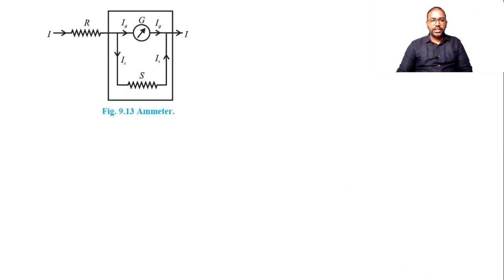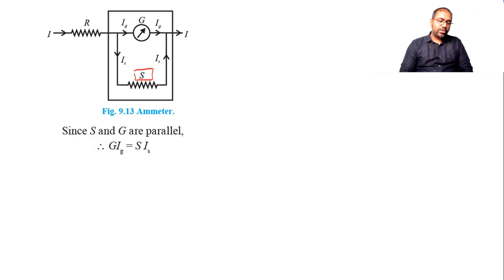Now let's learn some mathematics of this. You can see G and S are both parallel, so the potential across these two is the same. So we can write that the potential across G is equal to the potential across S.